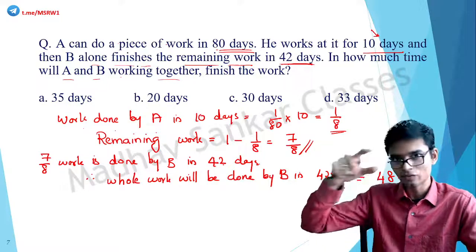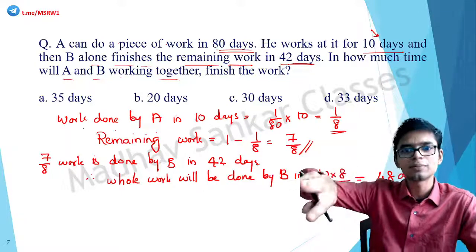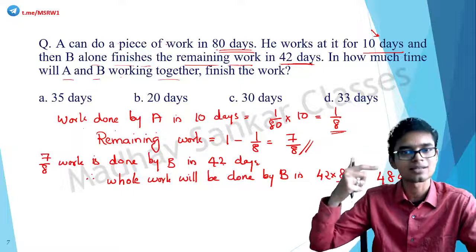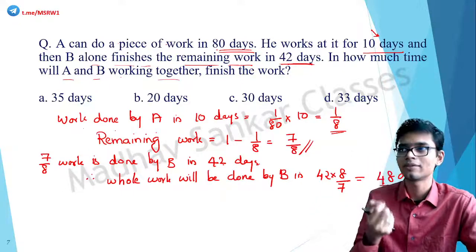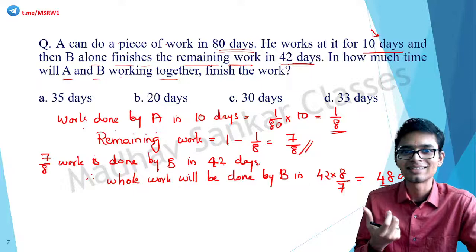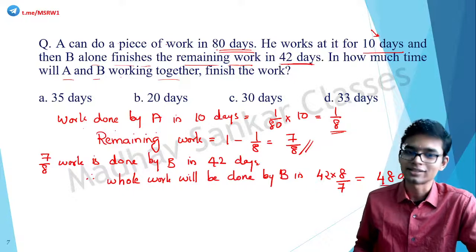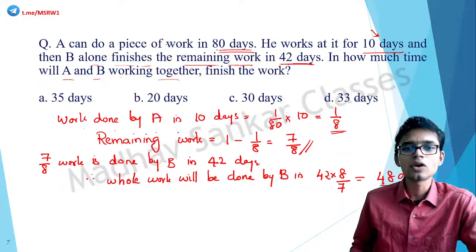That is another way in which you can arrive. Or you can simply multiply it by the reciprocal. That is the easiest way. But not everybody will get that. Not everyone can digest that easily. That is why I told you the other way. Anyway, the whole work will be done by B in 48 days. The question is not asking that.